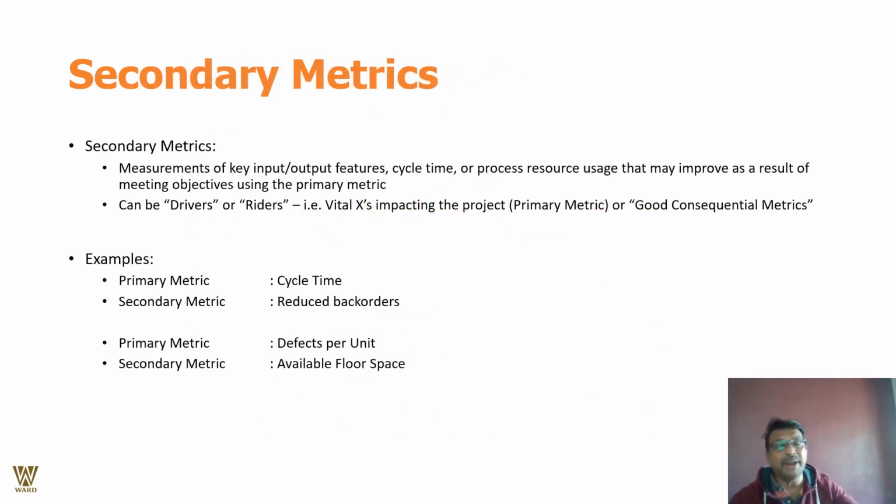The secondary metrics are all about the measurement of the key inputs, the key output features, cycle time, and process resource usage that may improve as a result of meeting the objective. Using the primary metric, they can be drivers, or vital X's impacting the project. Primary metric, good consequential metrics. Primary metric is cycle time; secondary metric is reduced back orders. Primary metric is defects per unit, and secondary metrics might be available floor space. Remember, cycle time is the primary metric, and reduced back orders is the secondary.